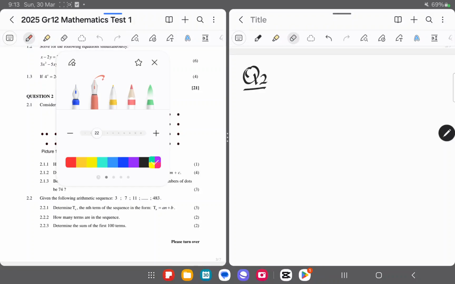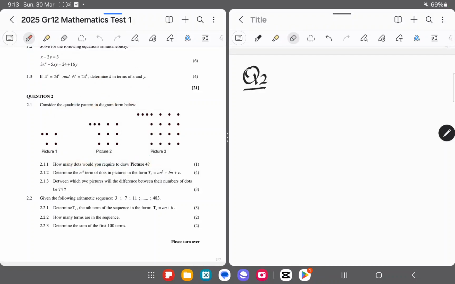Now question two, it says consider the quadratic pattern. So we know this is a quadratic pattern in the diagram below. We are given picture 1, picture 2, and then picture 3. Now 2.11 says how many dots would you require to draw picture 4? That's for 1 mark.